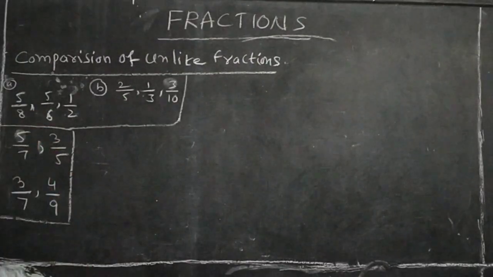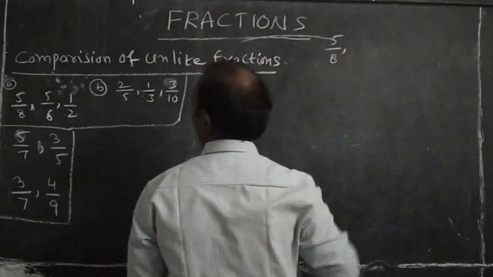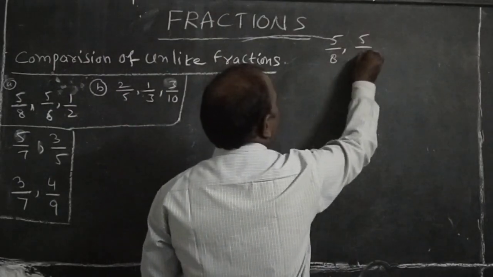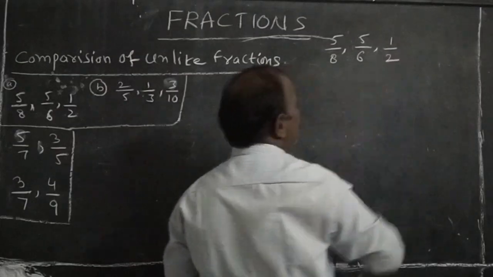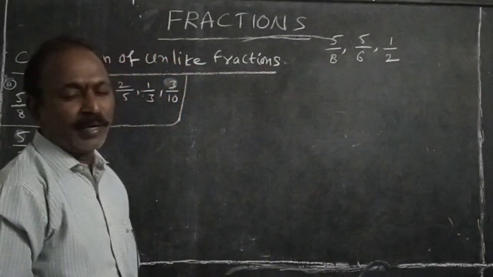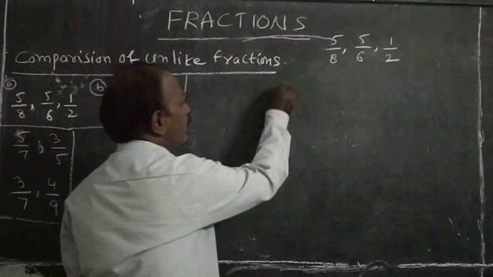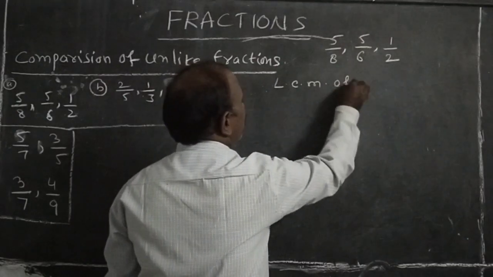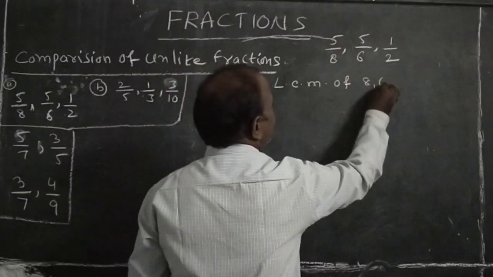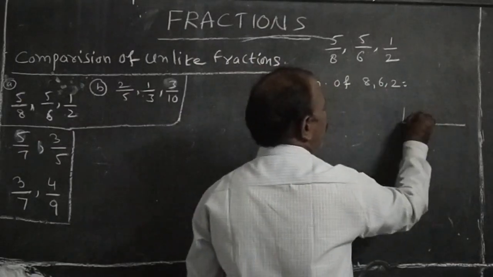Okay, for example, we take 5/8, 5/6, 1/2. Arrange these unlike fractions into ascending order or descending order. First of all, we find the LCM. LCM of 8, 6, 2 by this method.